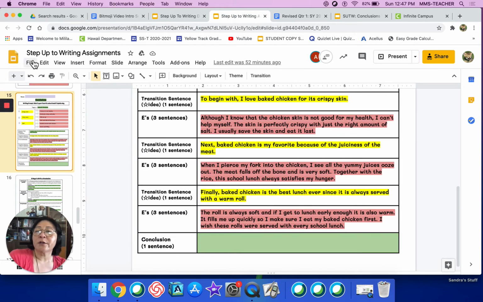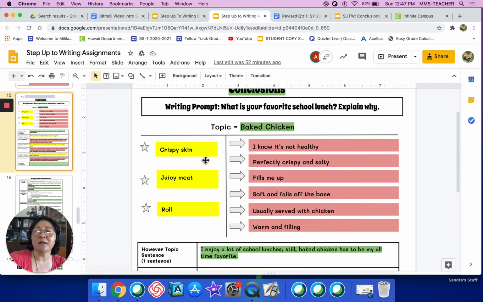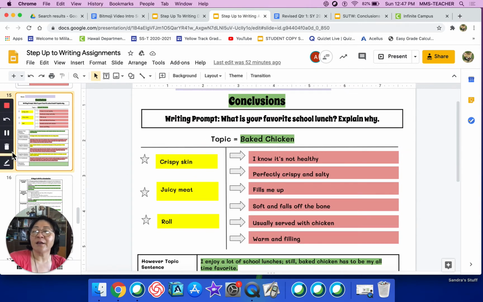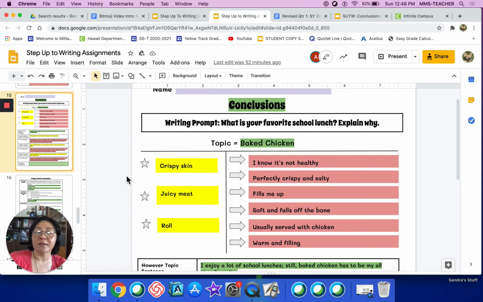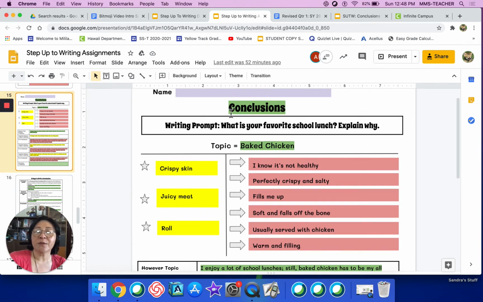So for your homework, you're going to pull up your Step Up to Writing assignment slideshow, and you are going to be doing slide 15, slide 16, and slide 17. So I'm going to go over how to do this. Okay, so you see here, slide 15, it says conclusions. And this is that same writing prompt that we've been working on, and this is an example for you. So the writing prompt is, what is your favorite school lunch, and explain why.